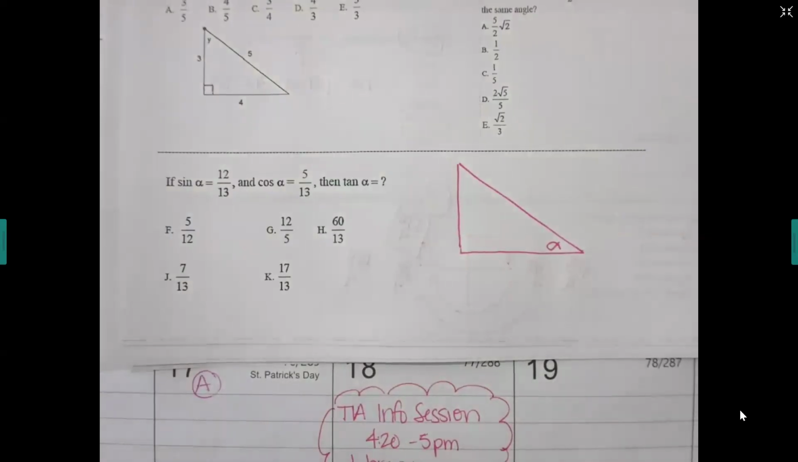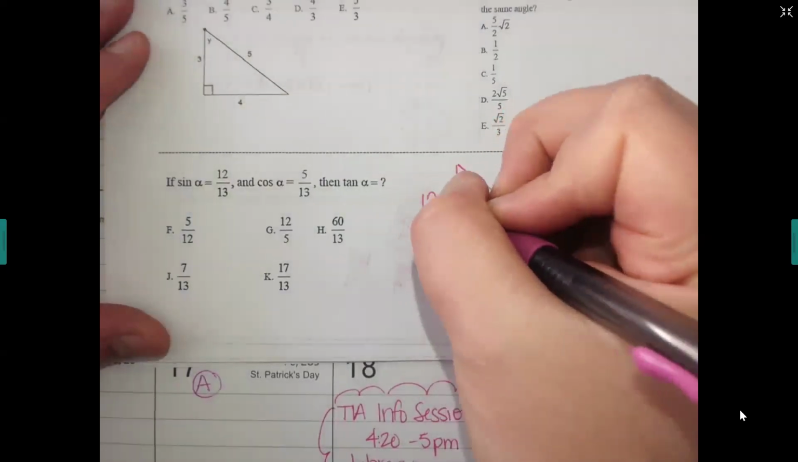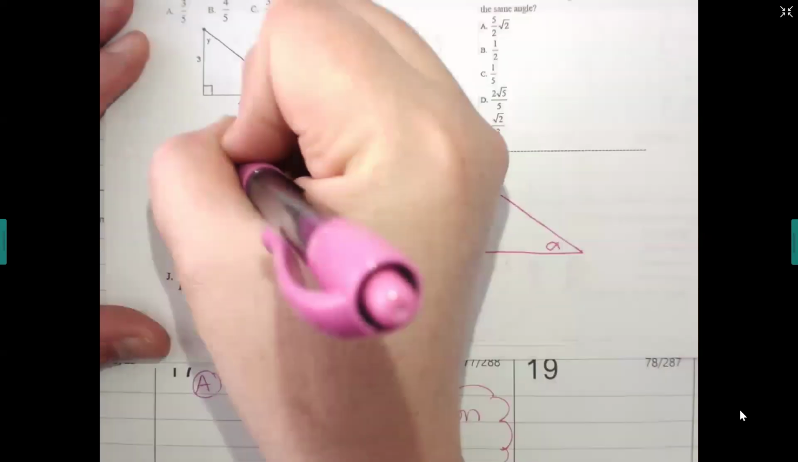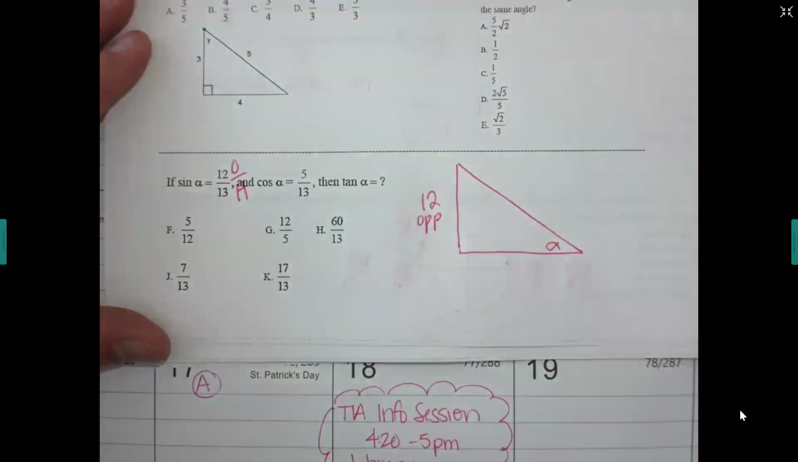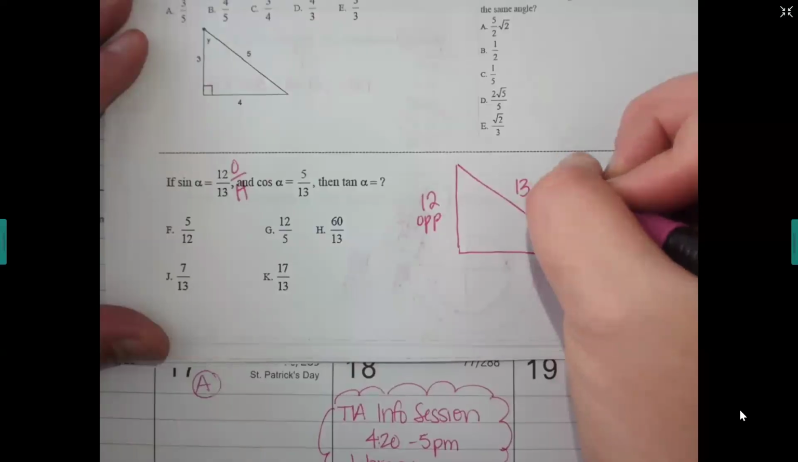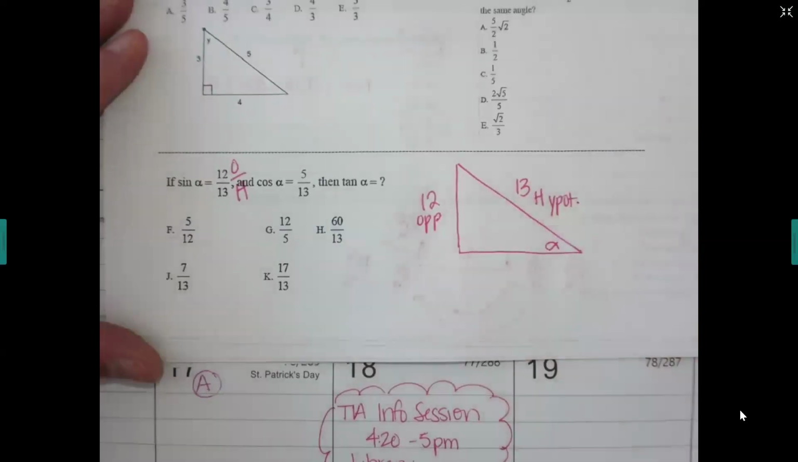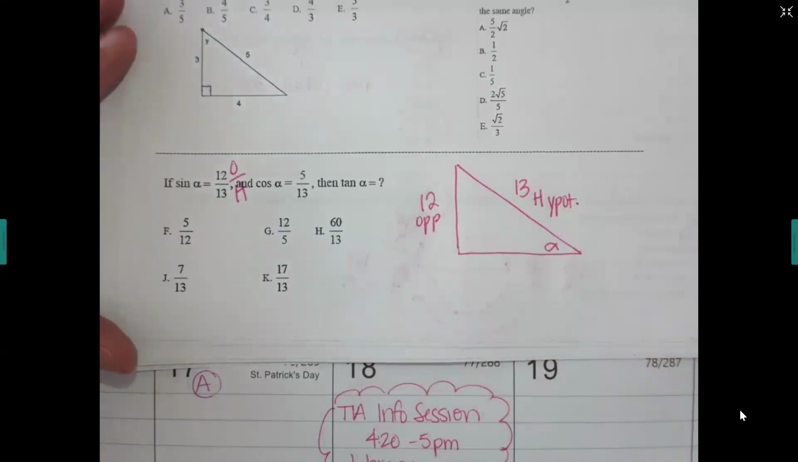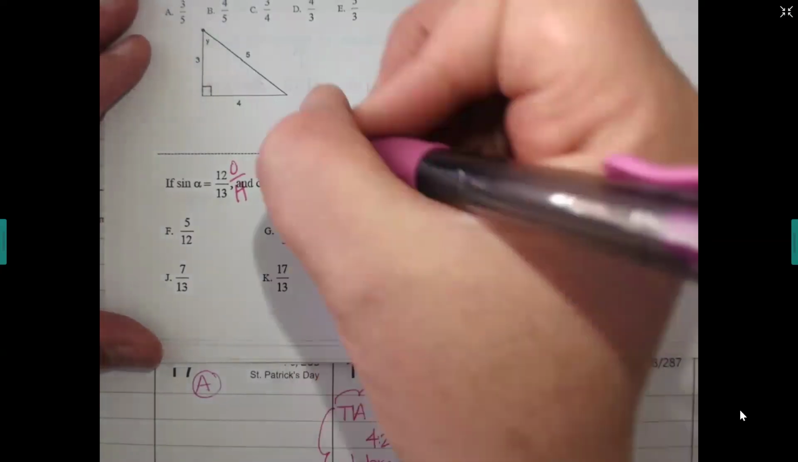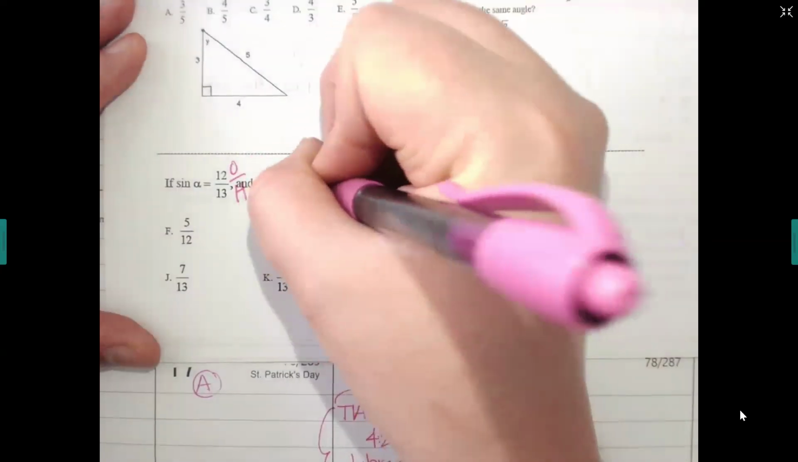But it doesn't matter. If this is where my angle is, where will I place the 12 and the 13 if it's a sine? Put the 12 opposite. So the 12 is the opposite. The 13 is the hypotenuse. And then on my cosine, I know my adjacent has to be what number? 5 over 13.